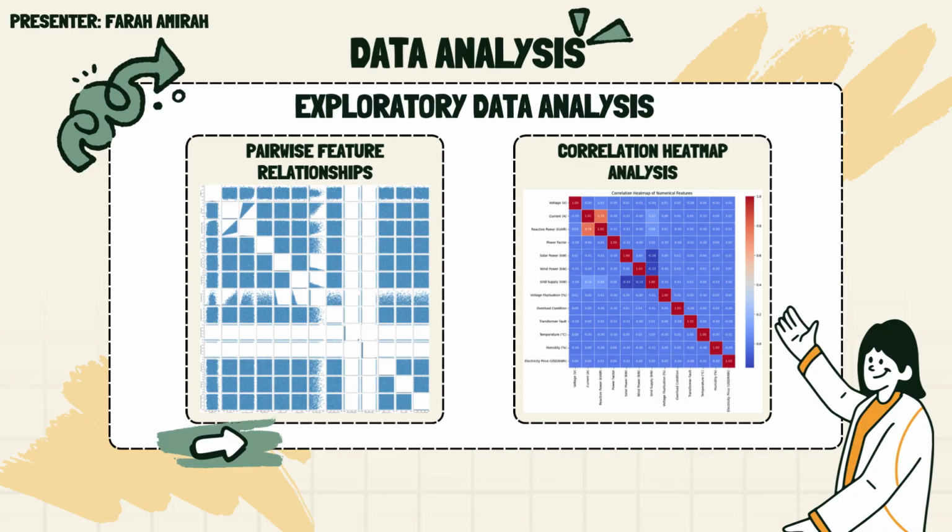Okay, now for exploratory data analysis. It was performed to understand the statistical characteristics and relationships within the dataset. Descriptive statistical analysis showed that voltage remains relatively stable, while current and power consumption exhibit higher variability, reflecting fluctuating load demand. Renewable energy inputs such as solar and wind power display a wide range, highlighting their intermittent nature.